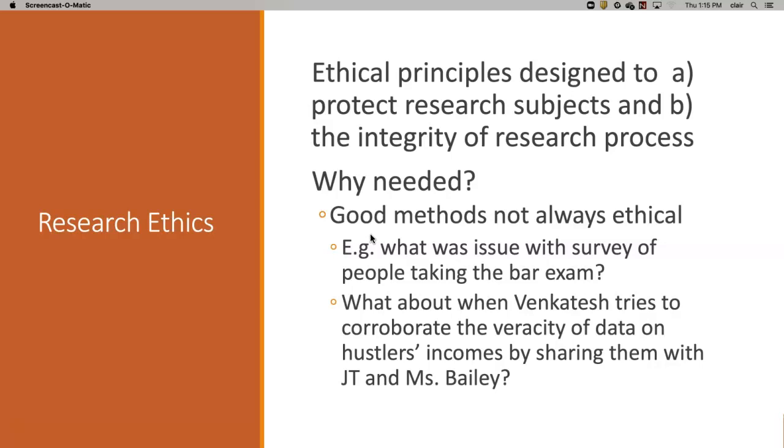So there can always be this temptation where good methods could get us to act in ways that would harm our research subjects. The main thing is that good methods can set us up so that we end up harming our research subjects. So we put ethical principles in place to protect research subjects and to make sure that they are not harmed by the research that we do.